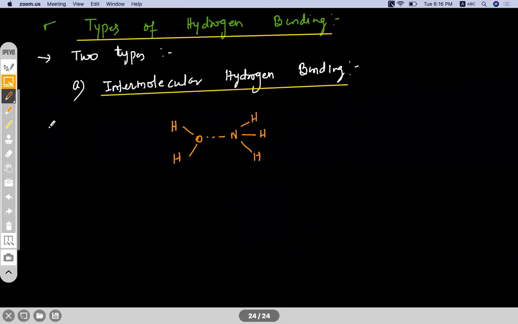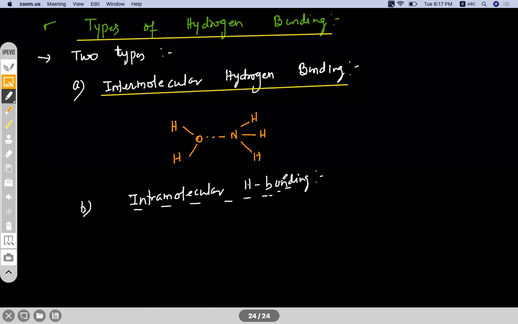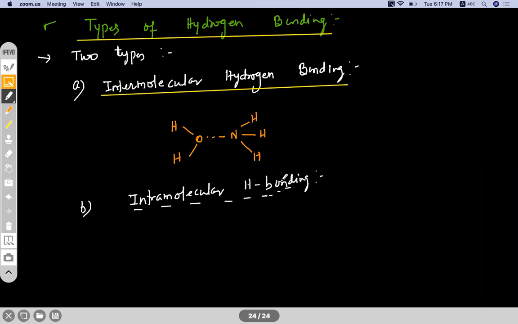The second type we have is intramolecular hydrogen bonding. Write down. In this type of bonding, the hydrogen atom donor and acceptor are present in the same molecule.